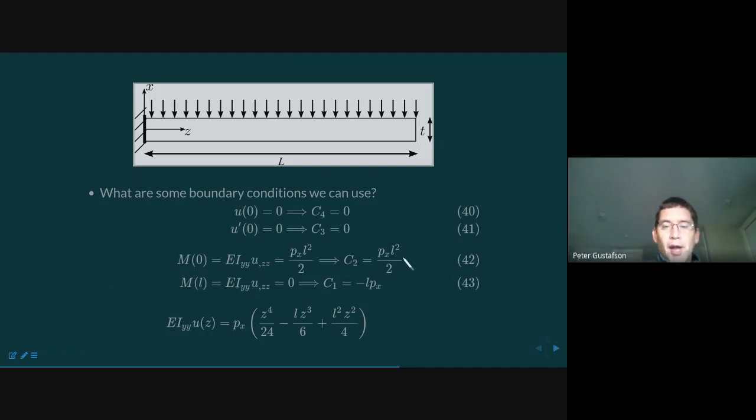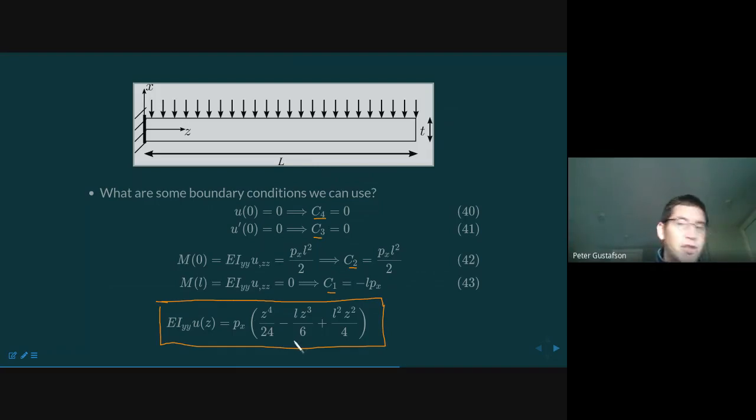Okay, so bottom line, here we have solved for all four constants. C3 and C4 are 0. C1 and C2 can be expressed that way. And so here is our answer. We just plug and chug those constants into the equation. We see that this is a fourth order equation. So the overall deflection as a function of z goes as the power 4 minus the power 3 plus the power 2 of z. And we could do things like sanity check.